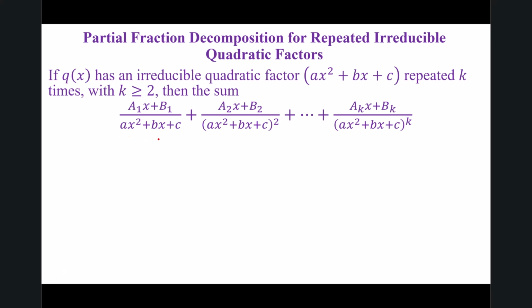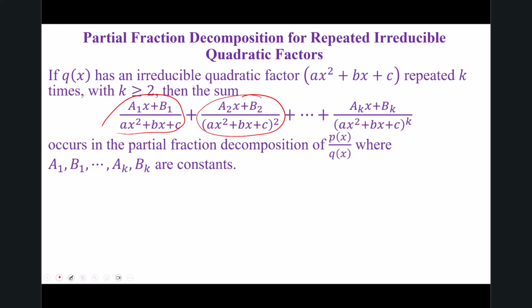bx plus c, but let's say that was raised to the second power, then I would have this one and this one, right? So I'd have ax plus b over this factor, and then cx plus d over that factor squared. If it was to the third power, then we'd do another one over that factor to the third power.